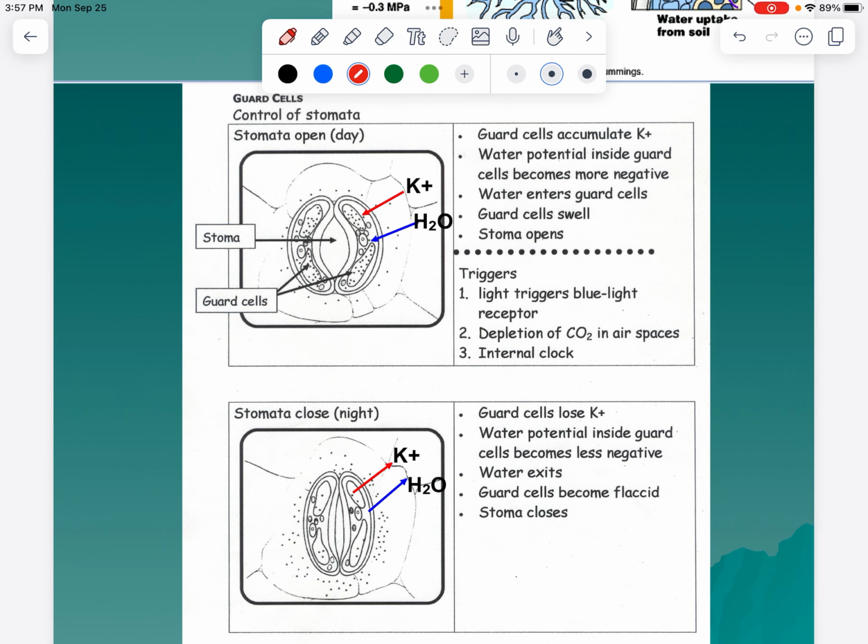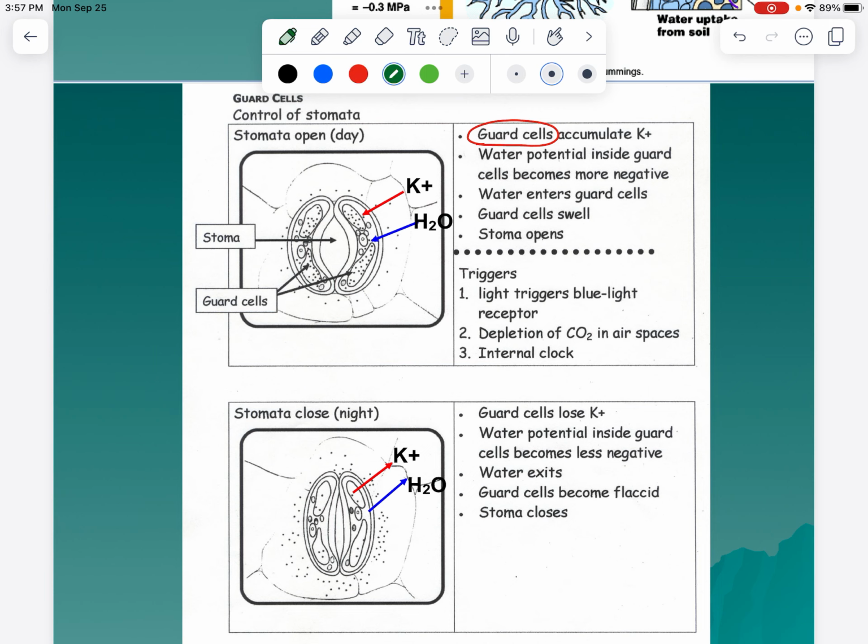Okay, so now let's zoom into what is actually happening within the stomata. The way that plants open and close stomata is through using a pair of cells called guard cells. And these guard cells surround the stomata. So stomata refers to the actual hole, and guard cells are the cells that surround that hole. Guard cells' job is to control when and how stomata open and close. So let's talk about how stomata get opened.